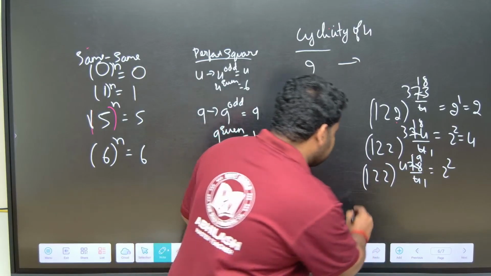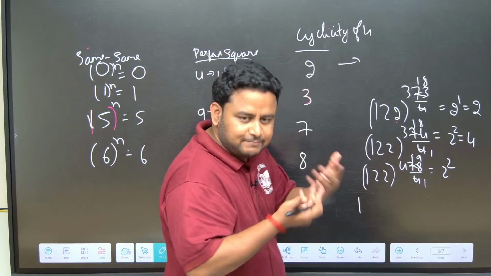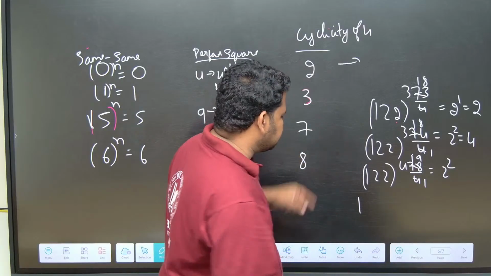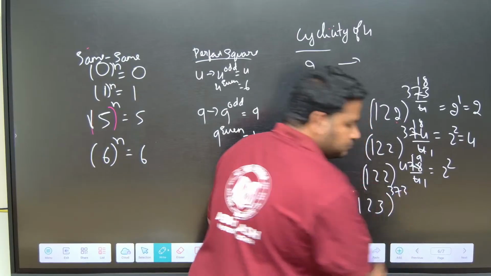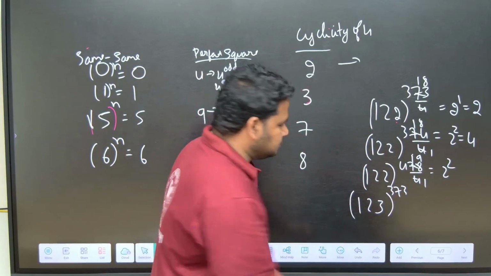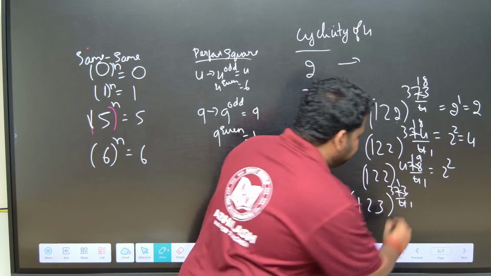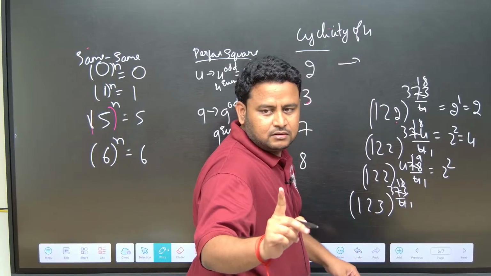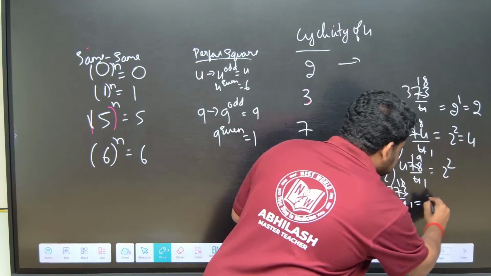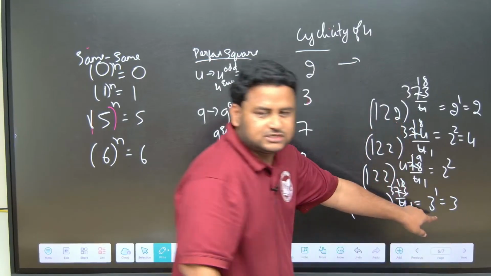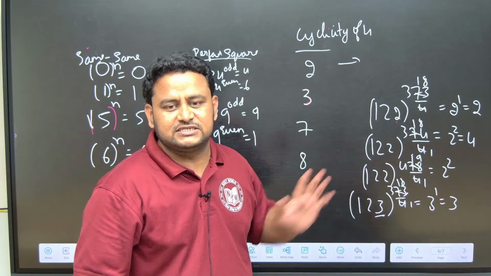Suppose instead of 2, I have unit digit 3 or 7 or 8, same procedure, nothing changes. Suppose I have 123 to the power of 373. Here unit digit is 3. So 73 divided by 4. 4 1s are 4, 3 is left, 4 8s are 32. What is the remainder? 1. So it is 3 to the power of 1, 3. So unit digit is 3 itself. Got it? Like this you have to solve for cyclicity of 4.